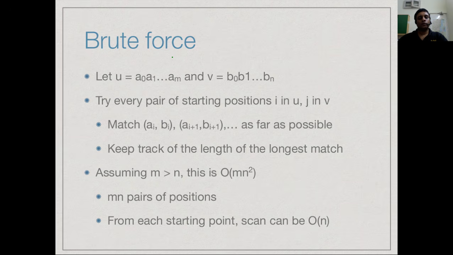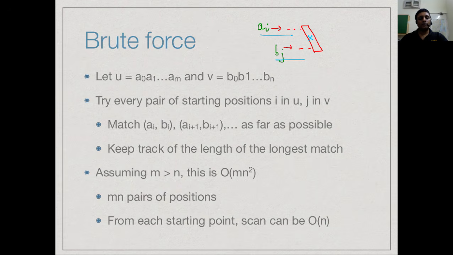So here is a brute force algorithm. You just try out every position. We look at every AI and BJ, every I between 0 and M and J between 0 and N. If these two match, I look at the next letter and go on. I keep going until I find two positions which don't match. Then I know that the longest subword starting from these two positions is only this much. So I match AI, BJ, AI plus 1, BJ plus 1 as far as possible and I keep track of the longest such match. I do this for every AI and BJ.